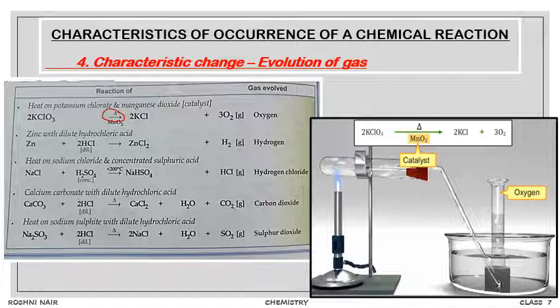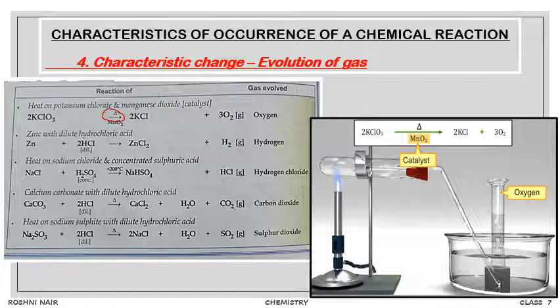When this reacts with dilute hydrochloric acid, again heat delta is mentioned. What is the product we are getting? We are getting CaCl2, calcium chloride, plus H2O, that is water, and the gas evolved here is carbon dioxide.